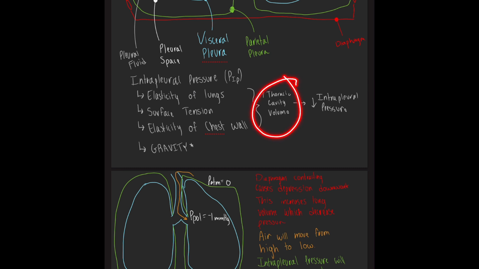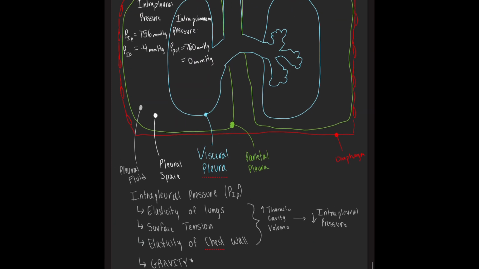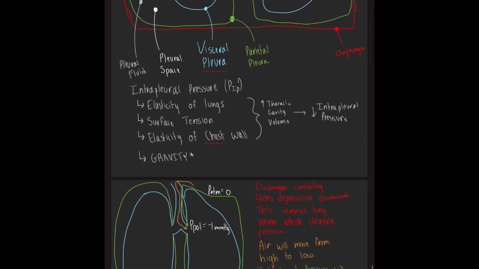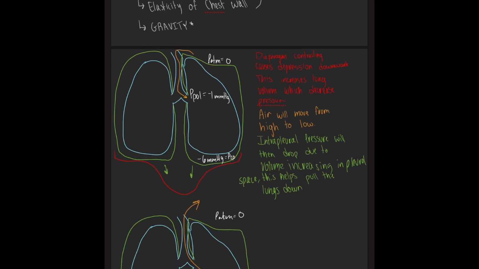So just understand as the thoracic cavity volume increases, the intrapleural pressure decreases. Our diaphragm is going to drop, our chest is going to expand, and that's going to lead to more volume forming, which is going to decrease pressure, right? Because we know that P1V1 equals P2V2, and if pressure decreases, that means our volume is increasing because there's more space to be had, correct? Correct. All right, let's move on.